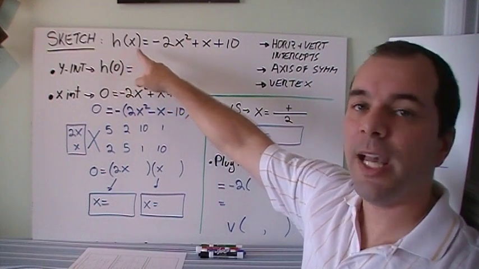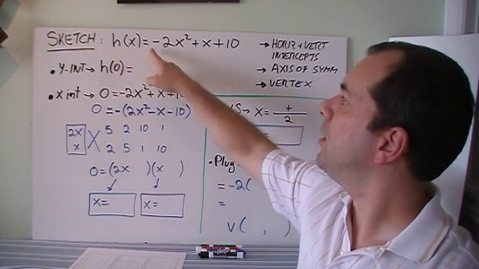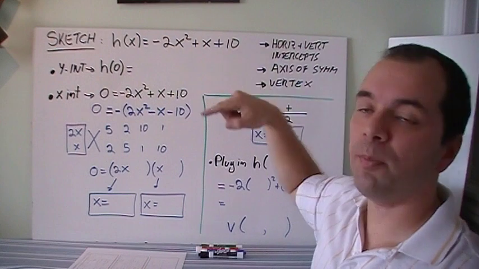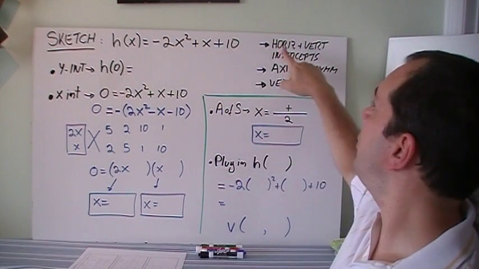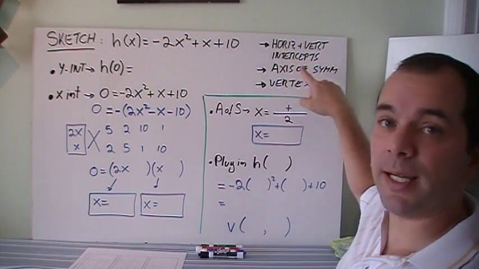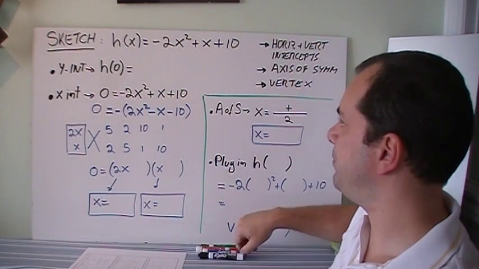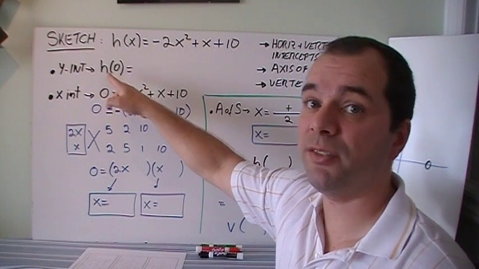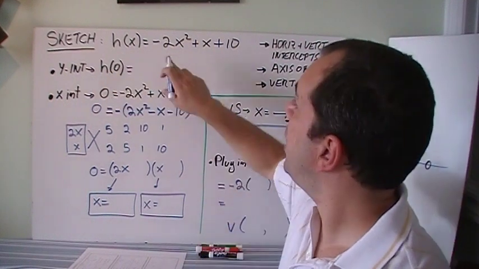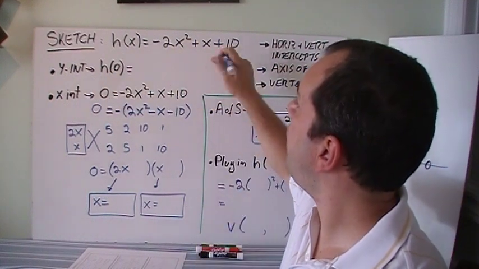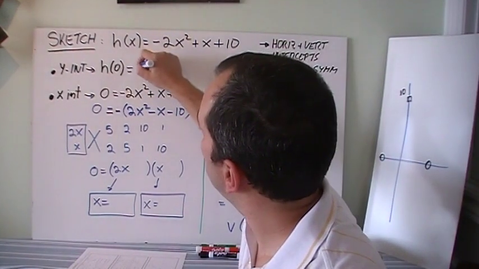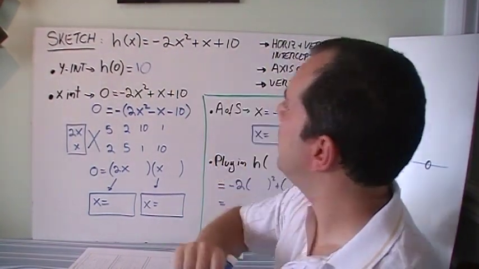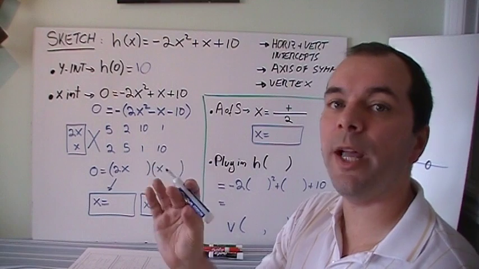They're asking us to sketch h of x equals minus 2x squared plus x plus 10. So I'm going to find the horizontal and vertical intercepts, the axis of symmetry, and the vertex. The easiest one to find first is the y-intercept, because I just sub in x equals 0. If x is 0, those terms disappear, and all I'm left with is 10. So I have my y-intercept.